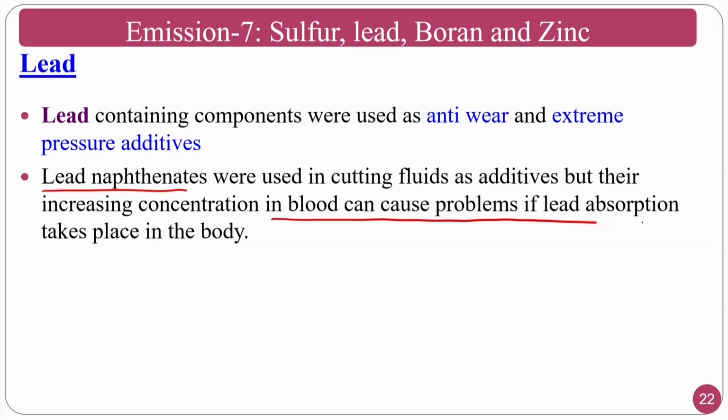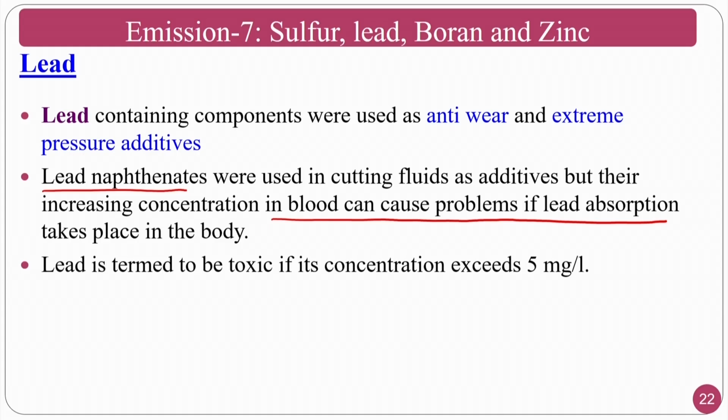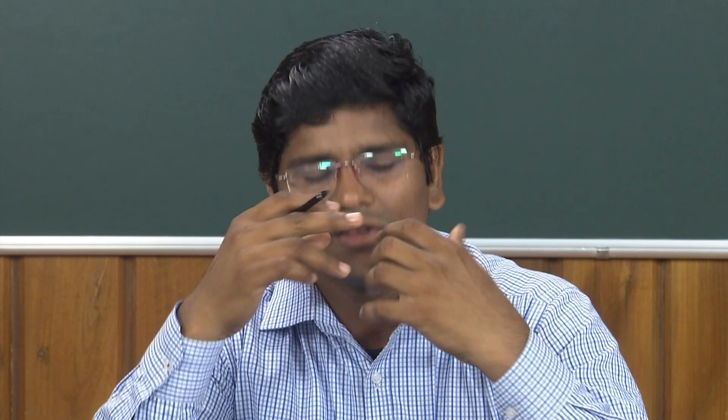can cause problems. If lead absorption takes place, it causes a lot of problems to the blood, and it is termed as toxic if the concentration levels exceed 5 milligrams per liter. So it causes a lot of problems to the human, the operator.